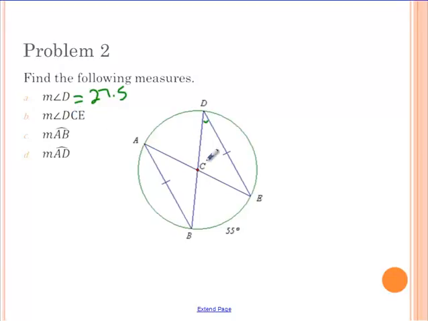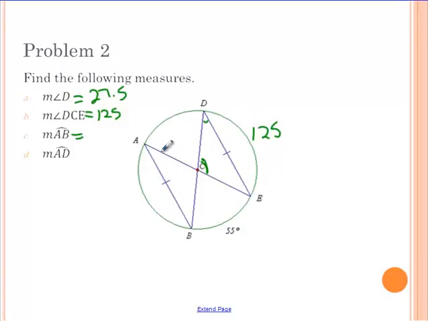Angle DCE, so we're looking for this angle right in here. Because this is a straight line, I need to add this to 180, so this is going to be 125, and half of 125 is 62.5. Oh, I'm sorry. Not 62.5, that's a central angle, so that is 125. If we had an angle going from A, that would be 62.5.